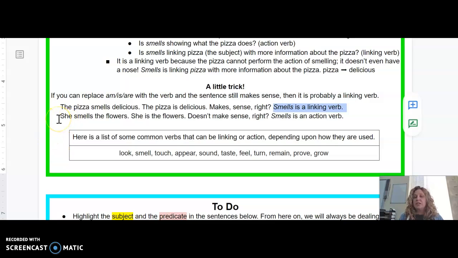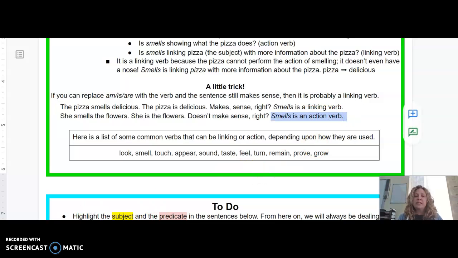Let's take smells in a different sentence. She smells the flowers. Now, if we swap out smells for is, like we did with the pizza, this sentence is not going to make sense. She is the flowers. That sentence is nonsense, right? That doesn't make any sense. And so we can assume that smells there is an action verb.